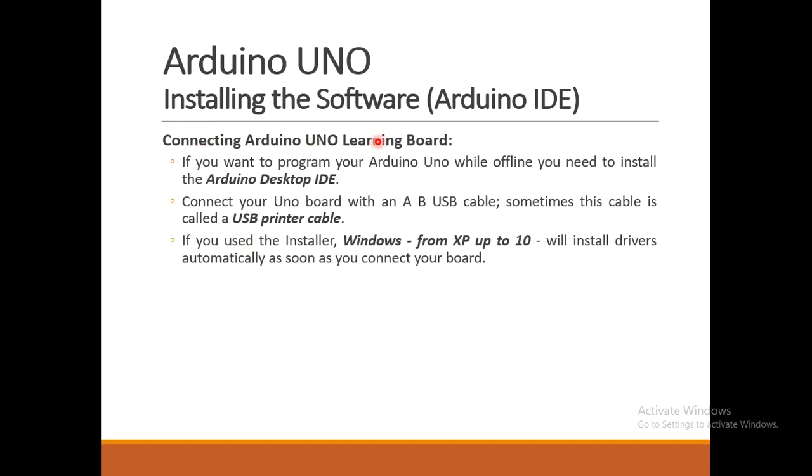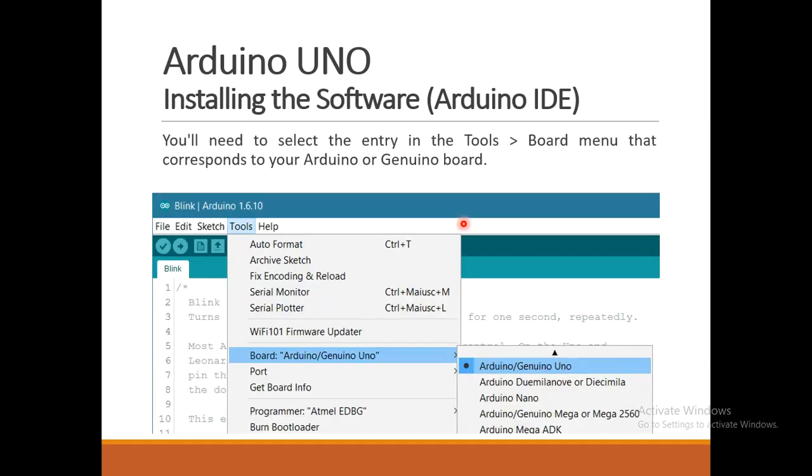Connecting Arduino Uno to the learning board. So how to connect the desktop to the board? Using the interface called USB cable that is available for printers. That is the AB USB cable we call it, that is mainly used to connect your Arduino board to your PC or laptop. First you need to install the IDE and connect the board to the IDE. Then you have to write the program and burn it using the IDE.